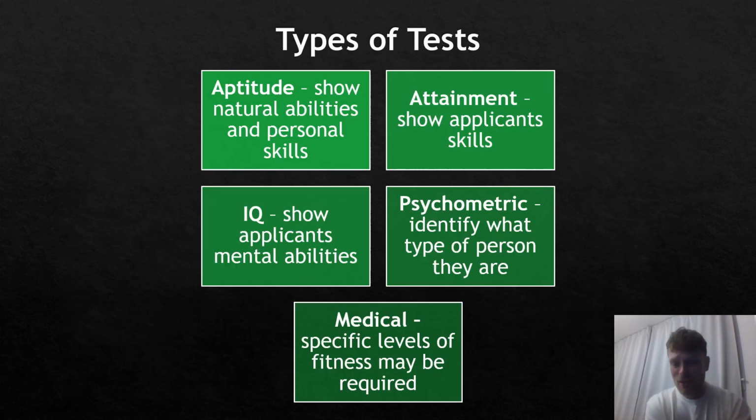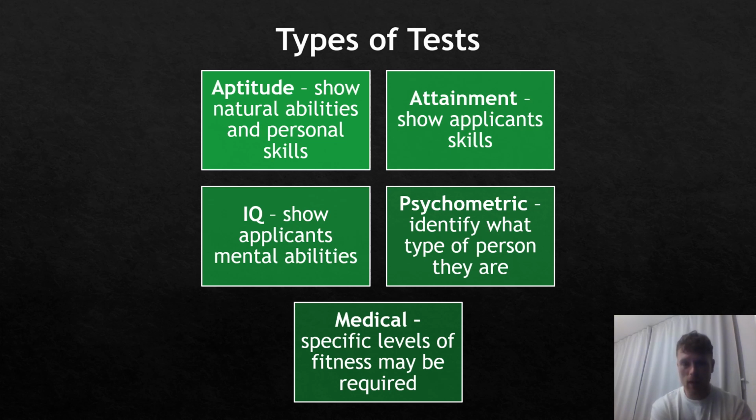Types of tests that could be carried out: an aptitude test, so it shows the natural abilities and personal skills of a candidate. We're able to compare results against candidates to see who has scored the best, or who has scored the results that we are looking for.